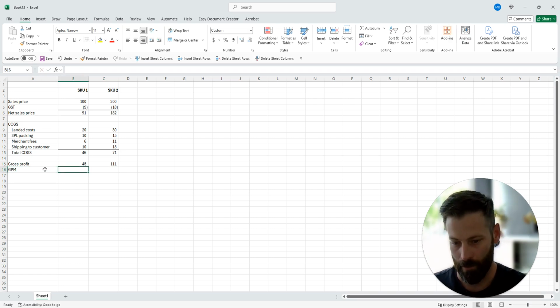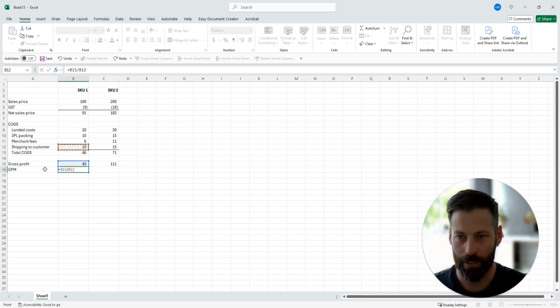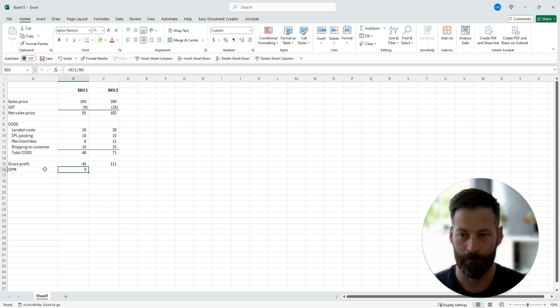We can then go and work out our gross profit margin. Oops, daisies. I did do that the right way around the first time. Apologies. So we've got a 50% margin and a 61% margin.